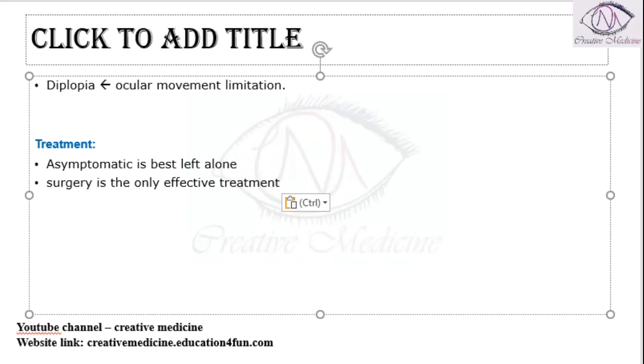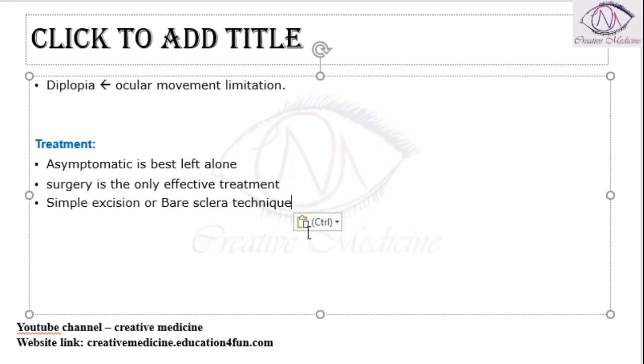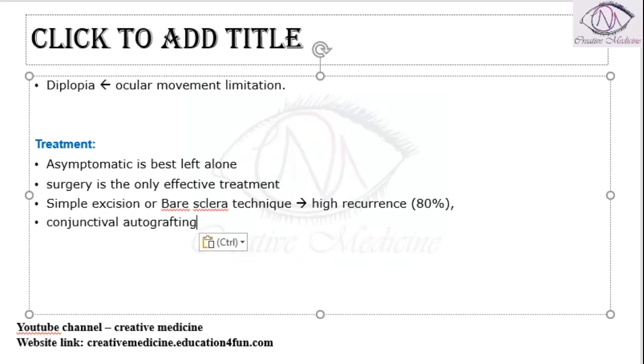You can do a simple excision technique or a bare sclera technique, but these have almost an 80% recurrence rate. A better approach is conjunctival autografting for the treatment of pterygium.